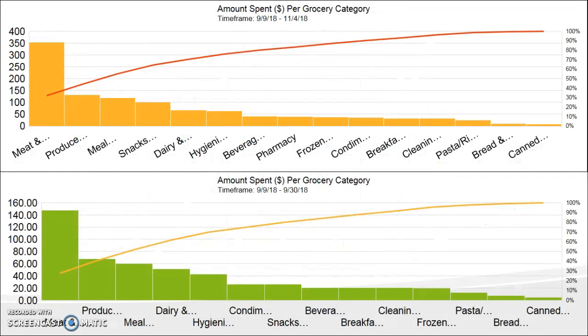Alright, and so here we have the Pareto diagrams as well. The top Pareto diagram is from the post-improvement data added. So you can see here that our top 5 categories are meat and seafood, produce, meal subscription boxes, snacks, and dairy and eggs. And that's pretty consistent still with the post-improvement, which is the green chart below. So again, meat, produce, meal subscription boxes, dairy and eggs, and then hygiene items.